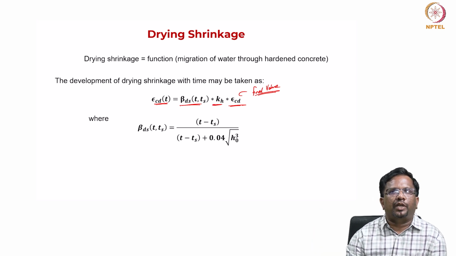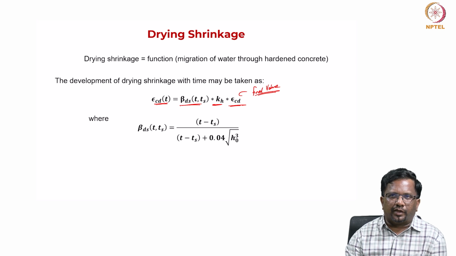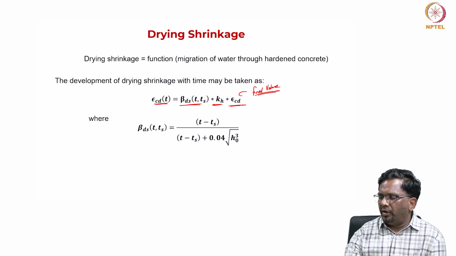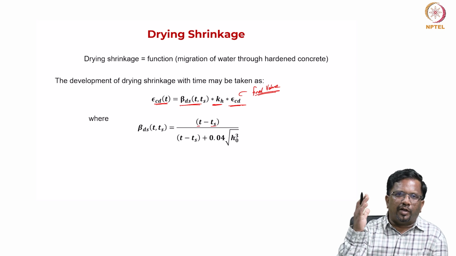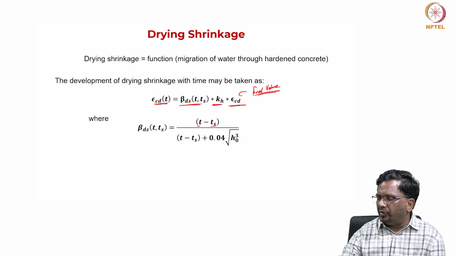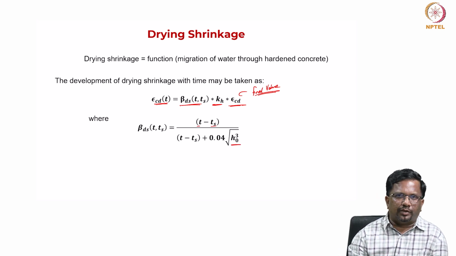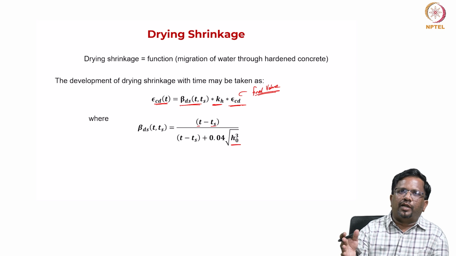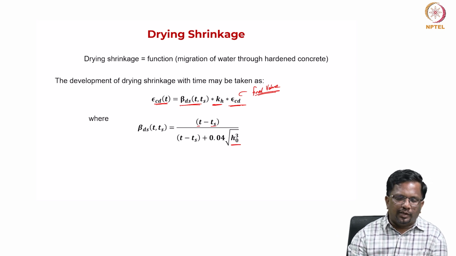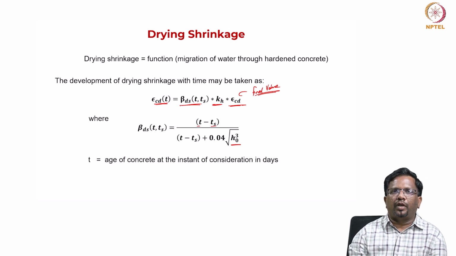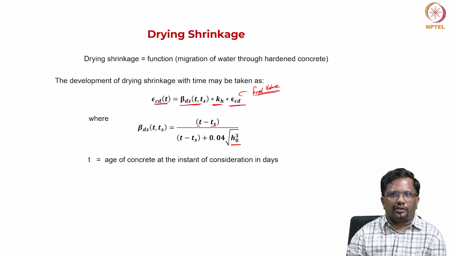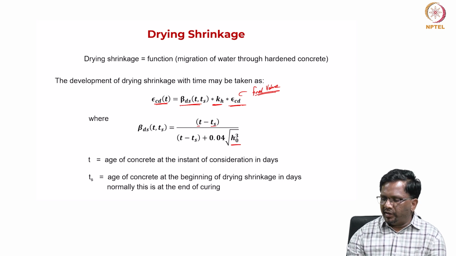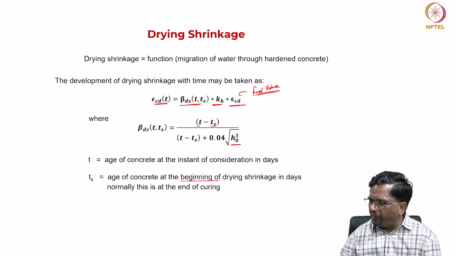So, now let us see what this beta ds reduction factor is. It depends upon the time of curing, the difference between the time of curing and the time at which you are doing the calculation, and also it is a function of your H0, right. So, again, higher your H0 value, lesser will be your shrinkage. So, that is why it is in the denominator. Okay. t is the age of concrete at the instant of consideration in days, and ts is the age of concrete at the beginning of drying shrinkage in days.